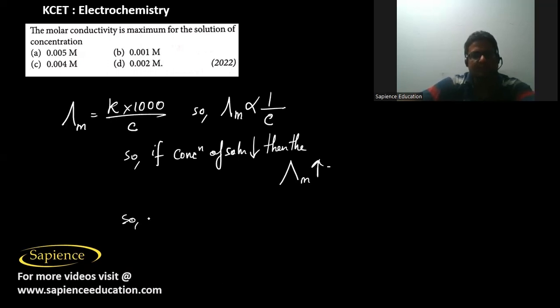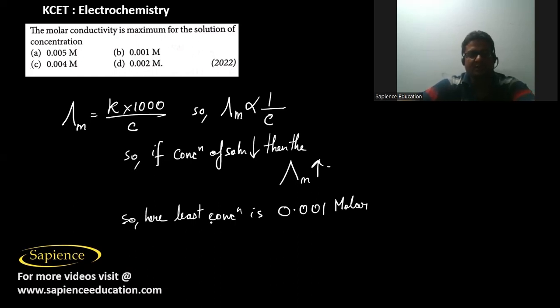So here the least concentration will have the maximum molar conductivity. So here the least concentration is 0.001 molar. 0.001 molar is the least concentration here. So it will have the maximum molar conductivity. So option B is the correct answer.